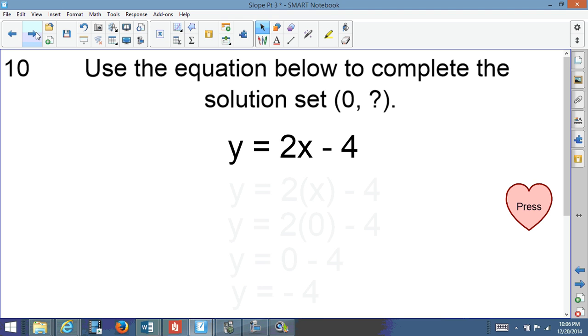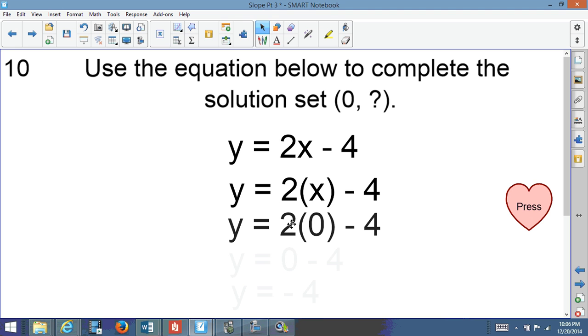Here's a question. Use the equation below to complete the solution set 0, and they didn't give you the second point. So they gave you 0 as the first point, and if you remember, the first point in the coordinate is the x value. So we have 2x, and that means 2 times x, and we're going to subtract 4 from that. We know that x is equal to 0, so I'm going to replace x with 0. So 2 times 0 minus 4 is going to be equal to y, but I don't know what y is. I do know what x is, so let's solve this.